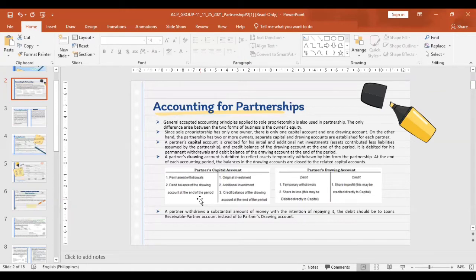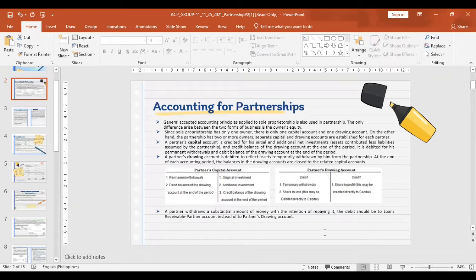May mga times kasi na nag-withdraw sila, pero intention nila is bayaran din. Like, hiram lang, ganun. Tapos, i-credit naman yung share in profit kung meron. Pero pag loss naman, debit. So, a partner's withdrawal of a substantial amount of money with the intention of repaying it. So, yun yung sinasabi ko, pag babayaran siya, i-debit siya.